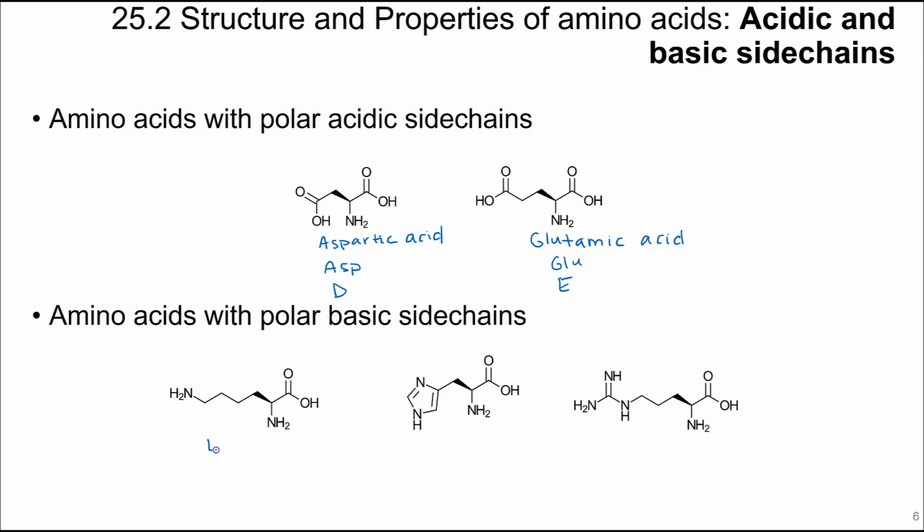This one is lysine, which has 4 CH2s and the amine group. That is lysine. And L was taken, so the next letter available was K. This one is histidine, and it has that imidazole ring on there. This one amino acid is also used a lot of times in the catalytic triad because it reacts as a base, so it can pull protons off of different amino acids.